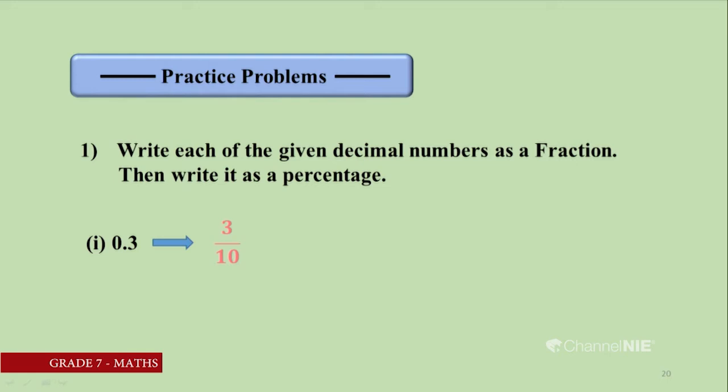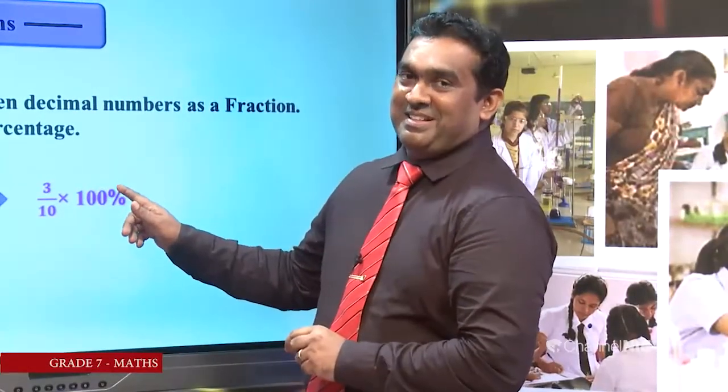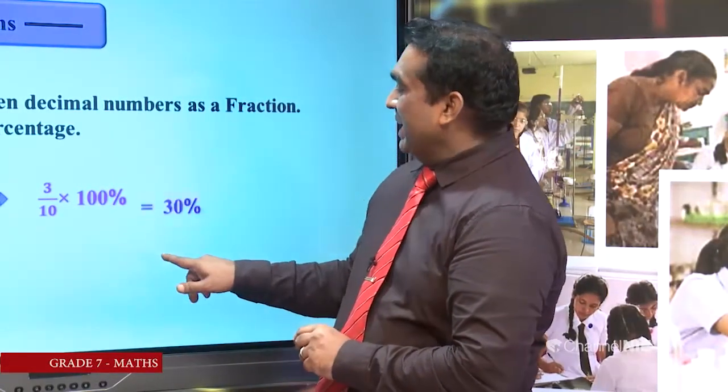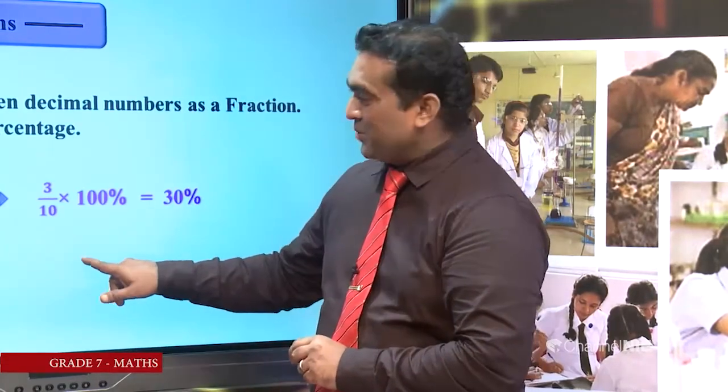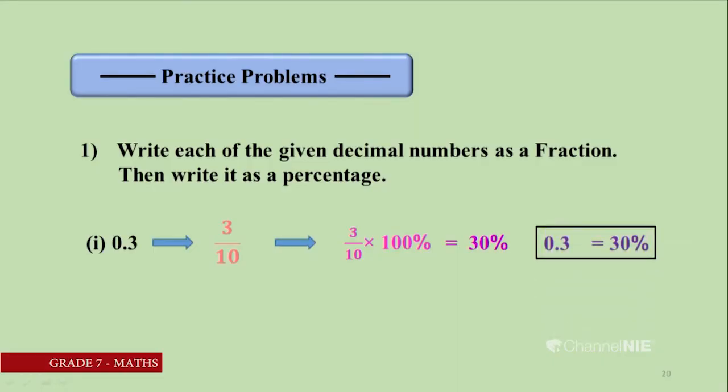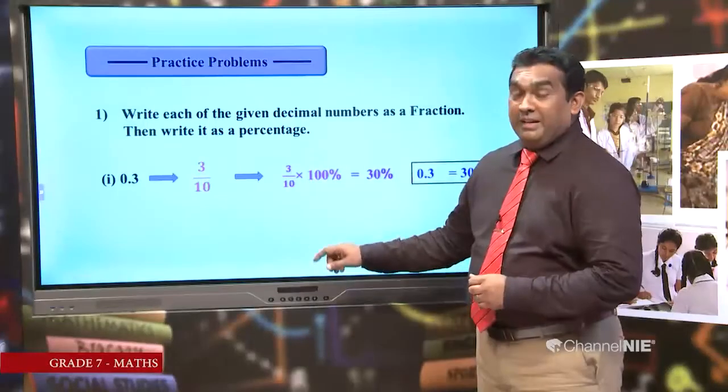How to convert this fraction into a percentage? You can see 3 over 10 multiplied by 100. You can simplify, actually cross division here. Divide 100 by 10. How many tens in 100? 10 tens. 3 multiplied by 10, you can see 30%. Now 0.3 is equal to 30%. A decimal is converted into a percentage. Next one.